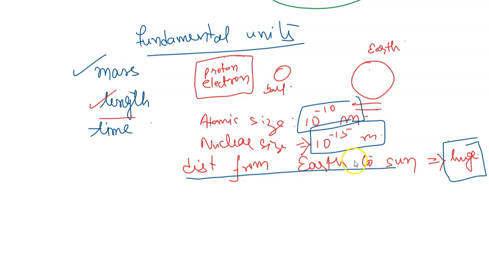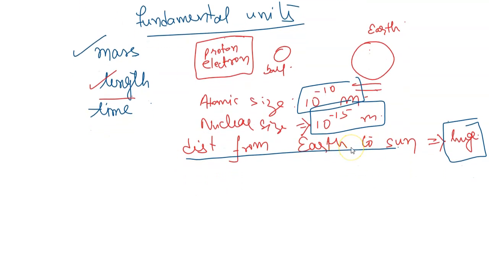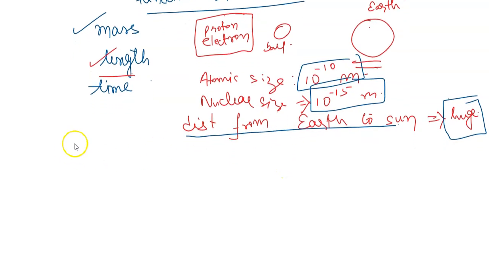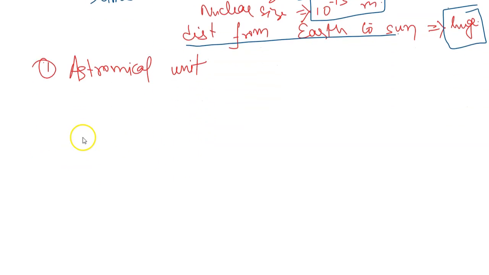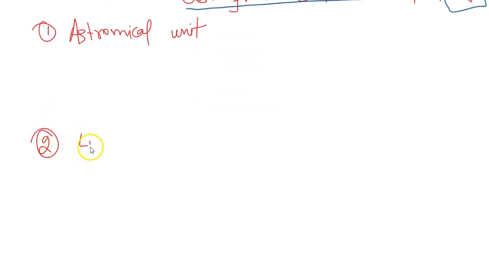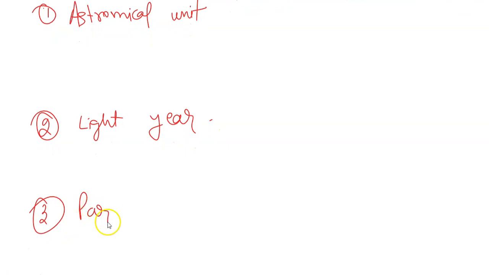These are the three important things. So not only will we see the Earth to Sun distance, but we will also see how the distance between any two celestial bodies in the universe is measured. So we have three units of measurement. One, astronomical unit. Another one is light year. And third one is parsec. We call it a parallactic second.